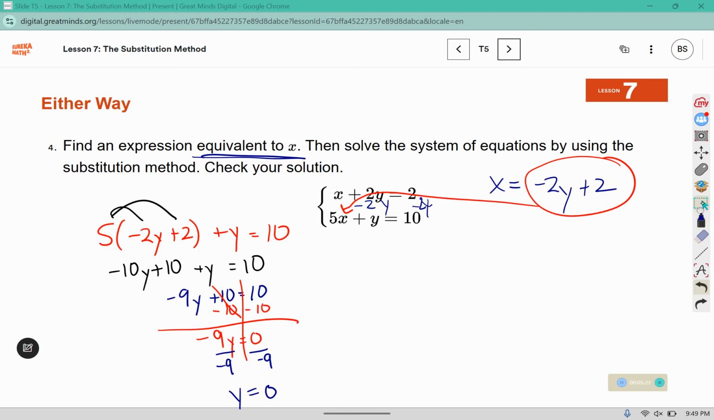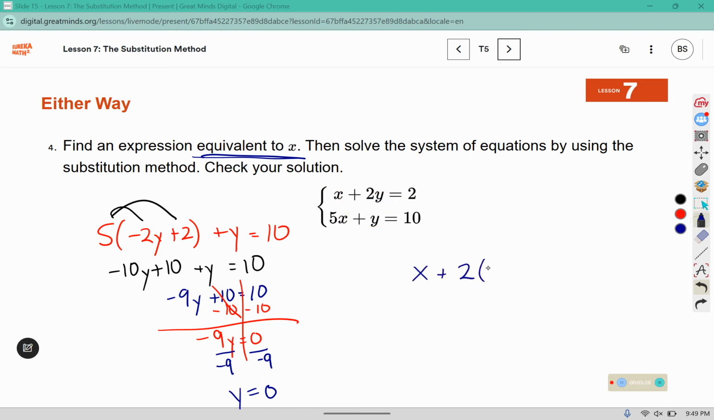Now we're going to replace that y value into one of the original equations. I chose the top one. 2 times 0 is 0. So x equals 2. Then we write it as a set of coordinates. Our x value is 2. Our y value is 0. If we check our solution, 5 times 2 is 10, plus 0 is 10.